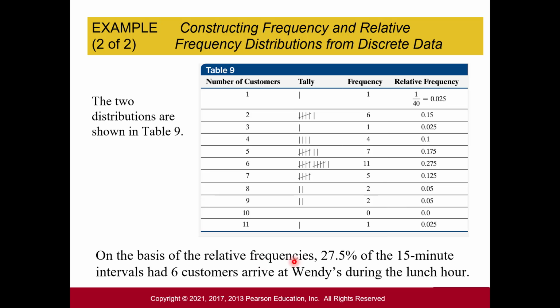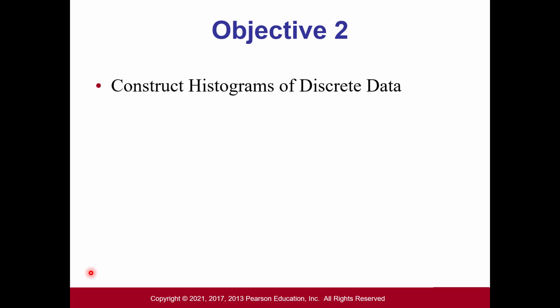Now, the one I just talked about, so 27.5% of the 15-minute time intervals that were observed had 6 customers arrive. So basically, after watching 40 different time frames of 15 minutes, 27.5% of those times, 6 people showed up. All right, now let's construct histograms of discrete data.